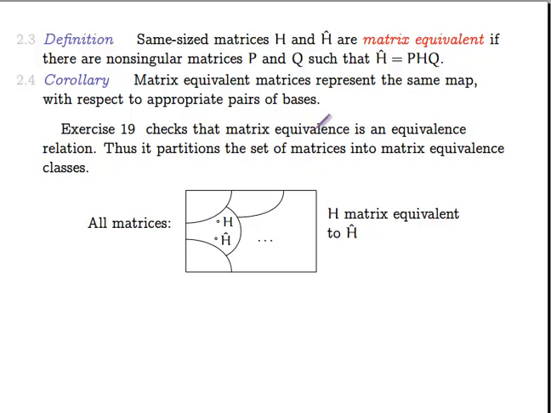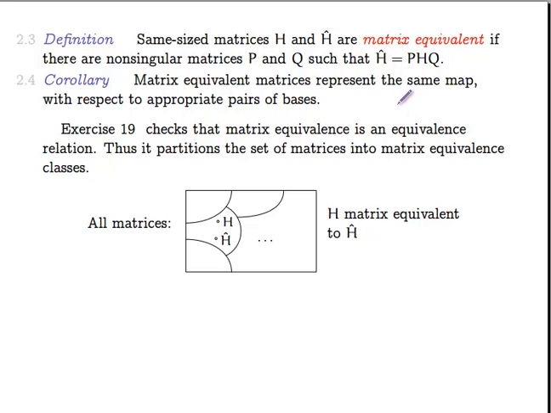We can in fact check that this is an equivalence relation. Remember, there are three conditions for an equivalence relation. One is reflexive: a matrix has to be matrix equivalent to itself. Symmetric: if H hat is matrix equivalent to H, then H is also matrix equivalent to H hat. And transitive: if H is equivalent to H hat, which is equivalent to H double prime, then H is equivalent to H double prime. So remember those three conditions of an equivalence relation: reflexive, symmetric, and transitive.